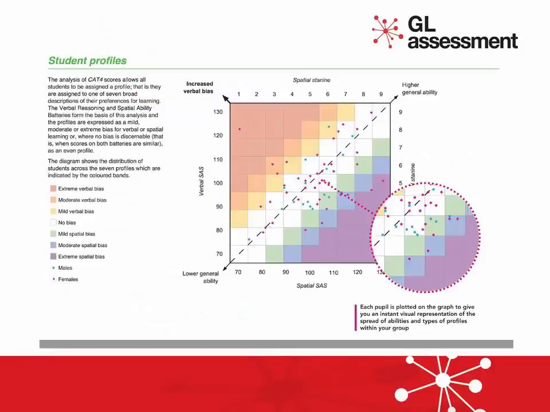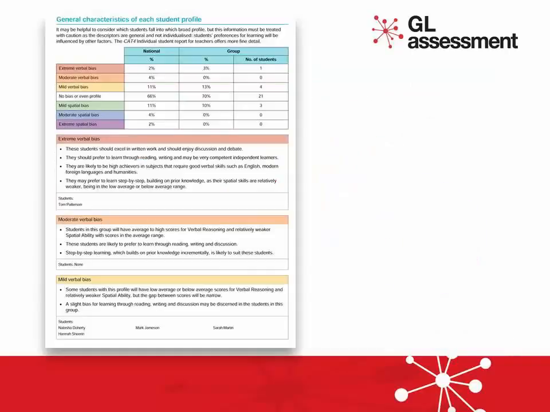The scattergraph report for the whole cohort gives a very clear visual representation of the student distribution, both in terms of actual standardized age score levels and the relative difference in spatial and verbal scores. This relative difference is used to classify students in terms of their learning bias. This bias forms the basis of the narrative report we will see in the individual student report for teachers.